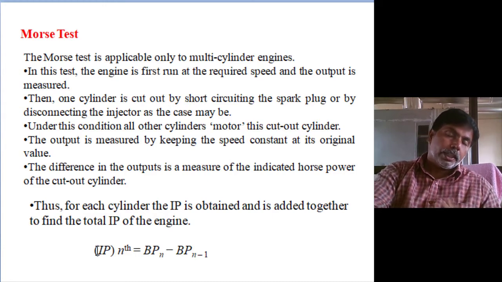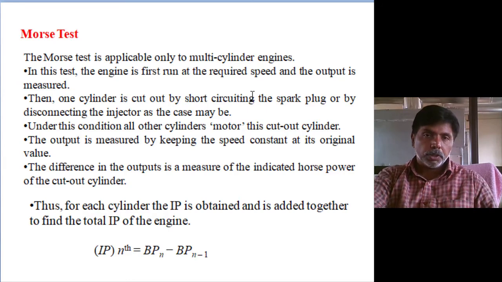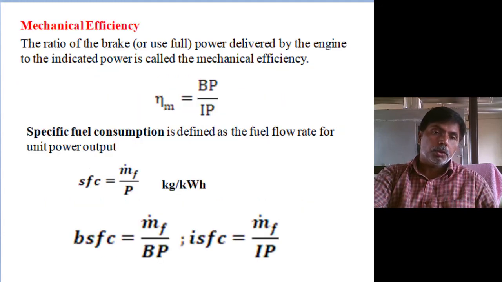Like that, we calculate the indicated power of each. Summation of all indicated powers gives the total indicated power. Total brake power is already calculated. Total indicated power minus total brake power gives the total frictional power. For multi-cylinder engines, we are using the Morse test.